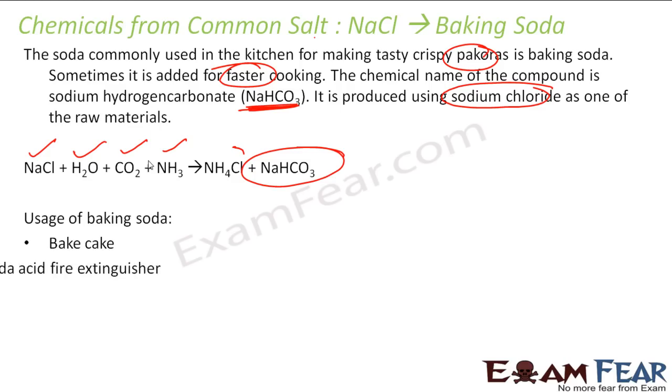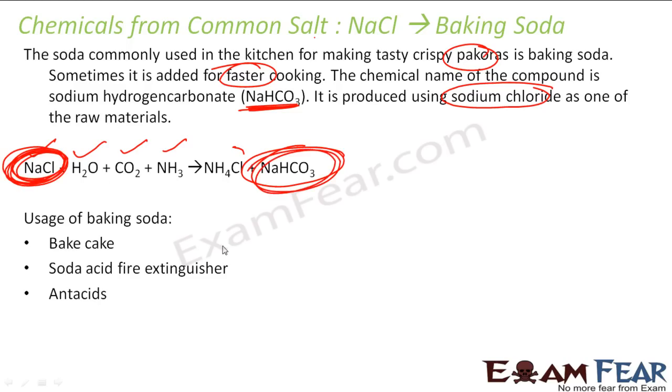The baking soda is used for baking cake. It is used in fire extinguishers, and also used for antacids. So if you see here also, NaCl was a critical component to get the baking soda, correct?